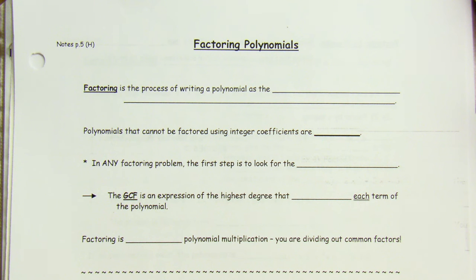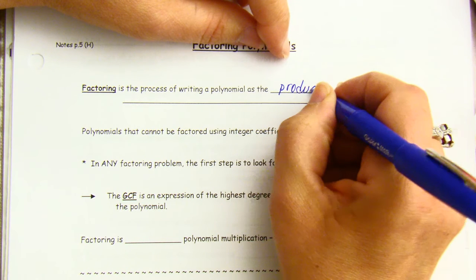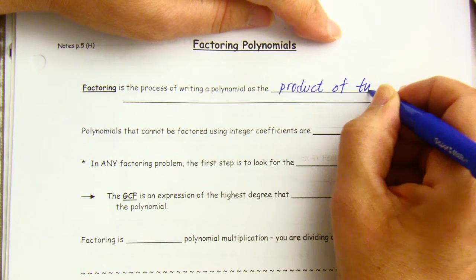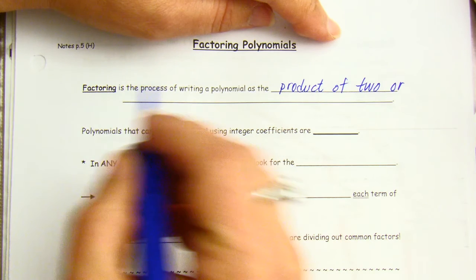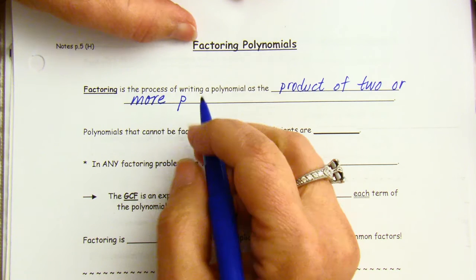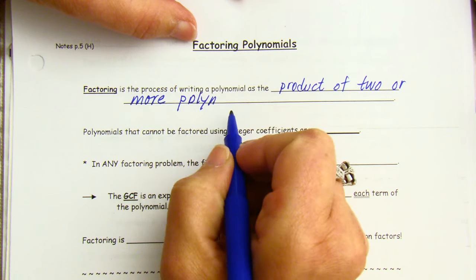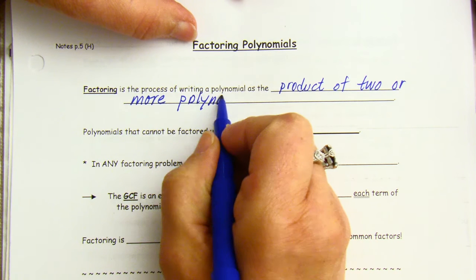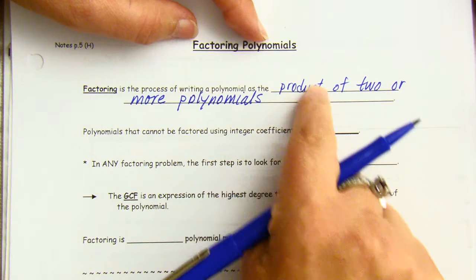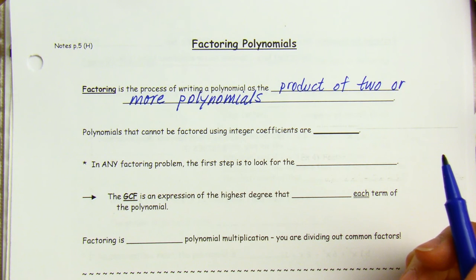Factoring is the process of writing polynomials as what? Well, as the product of two or more polynomials. Product meaning multiplication. Okay, this word, product, means multiplication. So if you see addition and subtraction between your terms, it's got to be back-to-back multiplication to be in factored form.